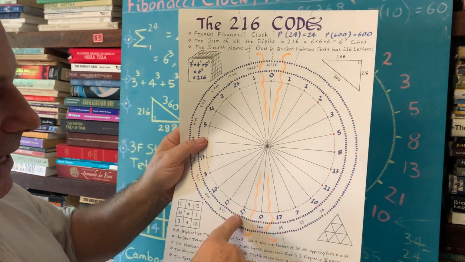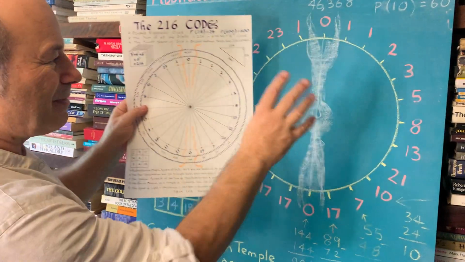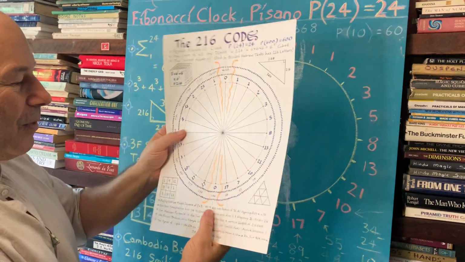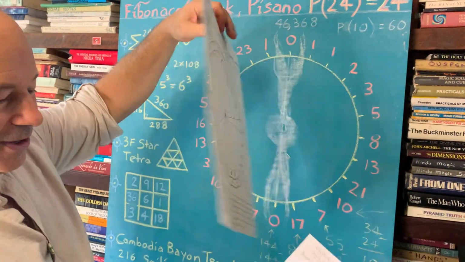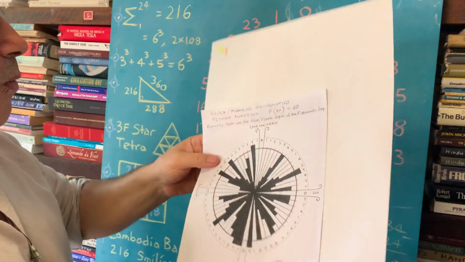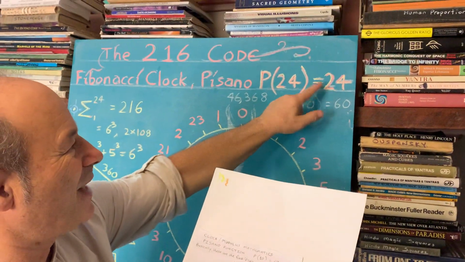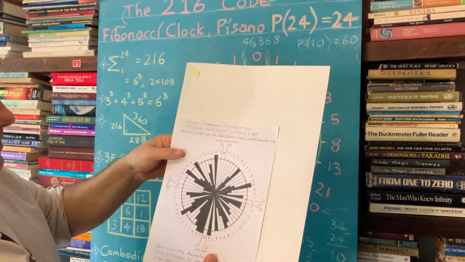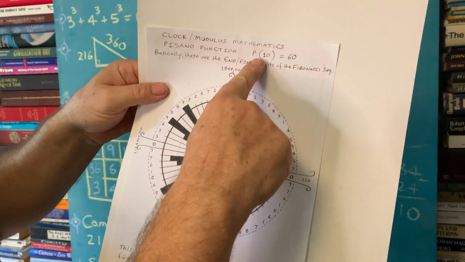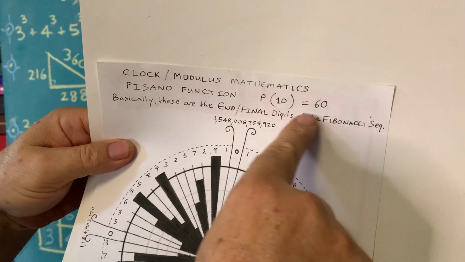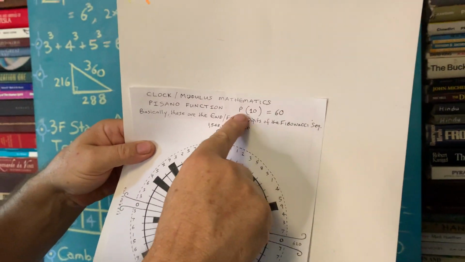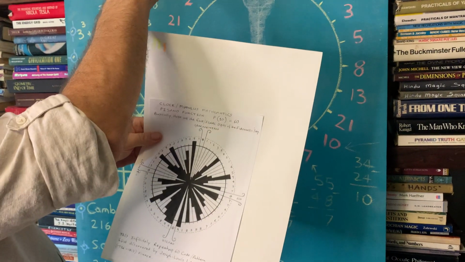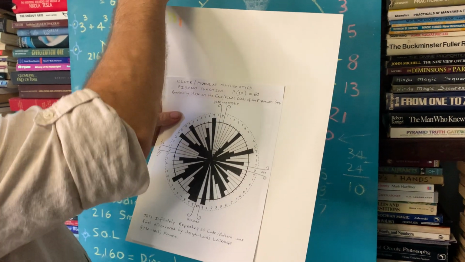I'm going to explain that on the board, but to appreciate what's going on here, I'd like to show you why P24 is itself. That self-similarity is so critical that I'm going to show you an example where it doesn't work. This example here is called Pisano 10 equals 60. See how they're different numbers? What I'm showing you here is so rare, and it all adds up. It's all about the 216.